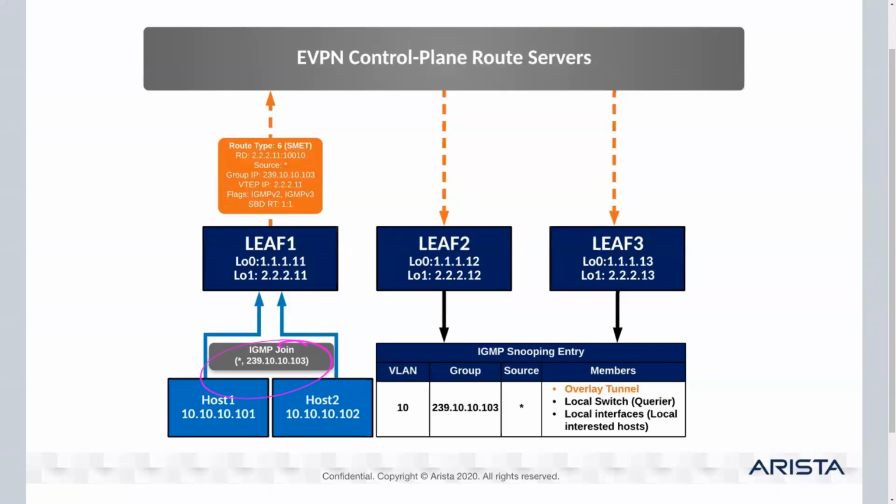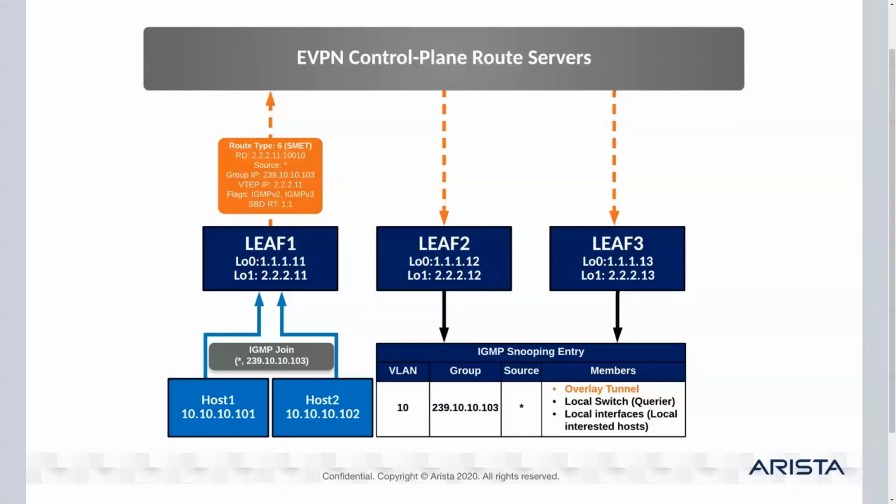Now this is an important concept because it's going to lead to a few things here. One being that regardless of the number of hosts sending IGMP joins for the star comma 239.10.10.103 feed, leaf 1 is only going to send one type 6 route into the control plane. So this is host 1, host 2, this could be host 1, 2, 3, 400. If they're all inside of that same bridge domain, then at that point in time, if it's the same IGMP versions that are used in the joins, and it's the same star comma G group, that can all be suppressed and proxied into a single type 6 route.